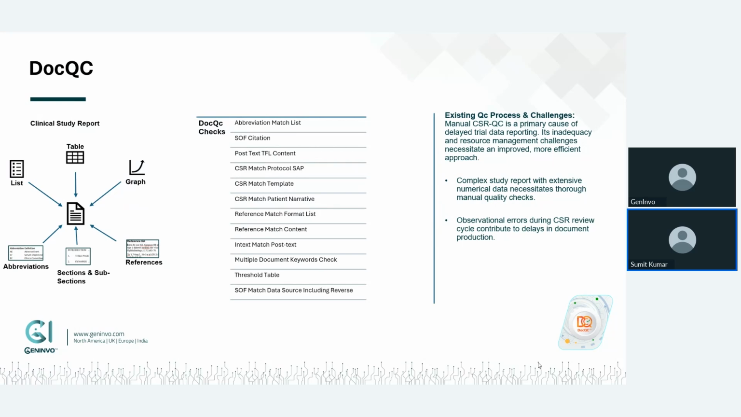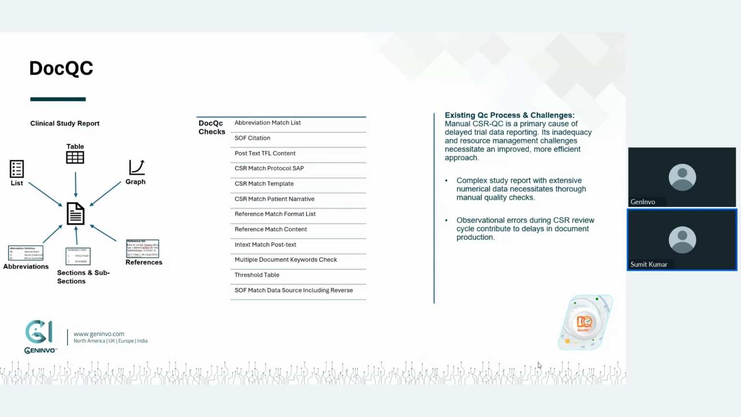Currently, the CSR QC is done manually by the medical writers, and DocQC is the only tool which can help medical writers accelerate the QC process. If you look at the manual process, it can have a very negative impact. The conventional challenges faced by the manual QC process are significant and have a direct impact on timely reporting of the trial data.